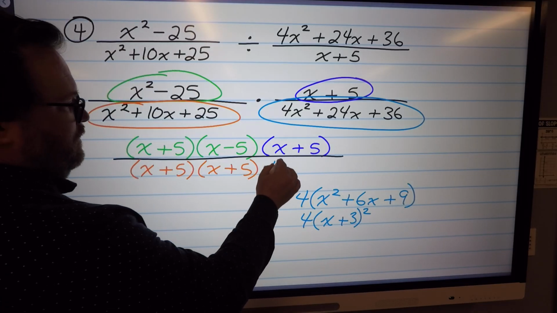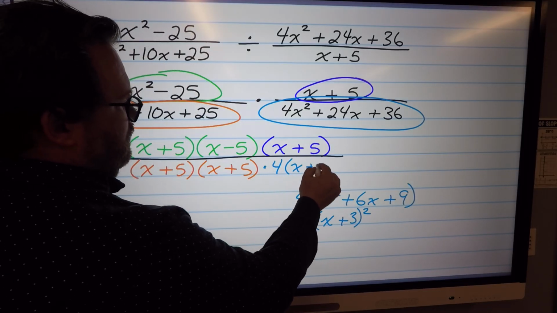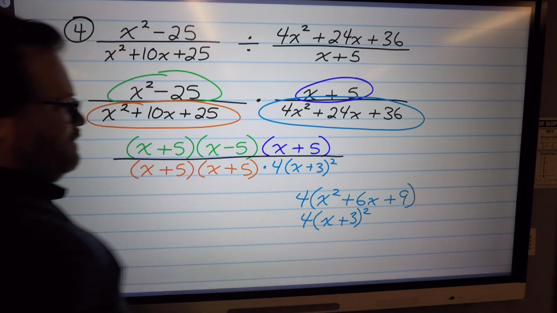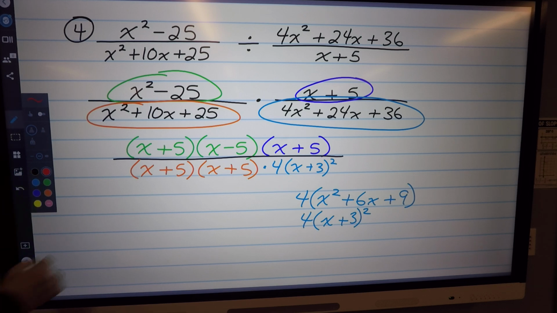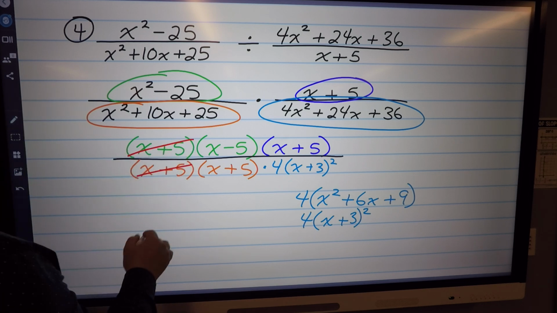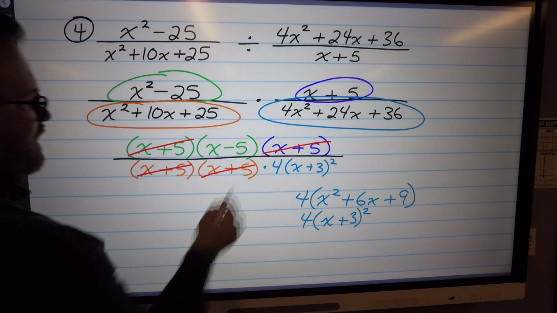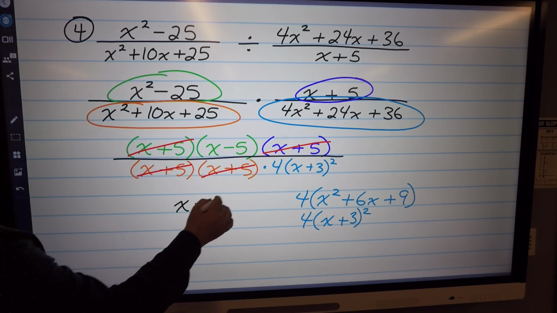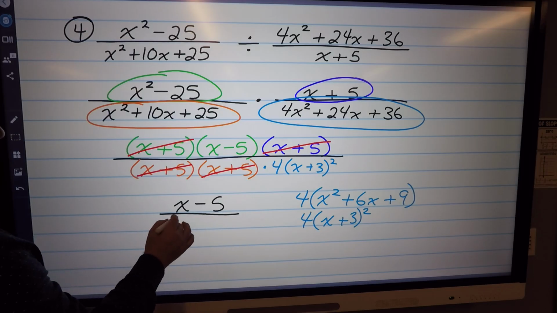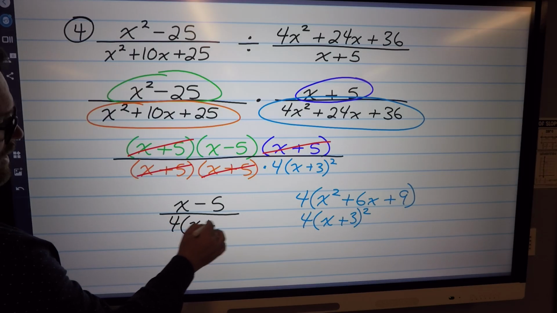So, okay, what can I cancel out? Well, I can cancel out these x plus 5s and these x plus 5s. And what am I left with? I'm left with (x minus 5) over 4 times (x plus 3) squared.